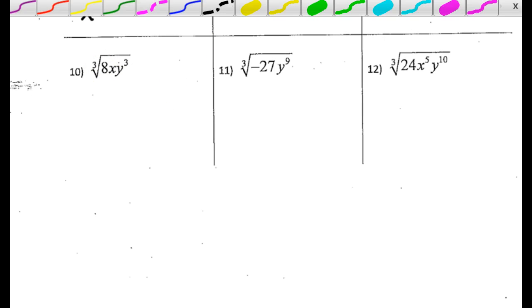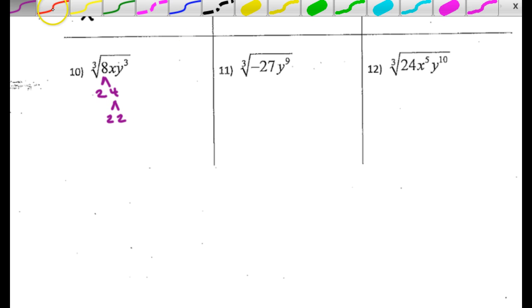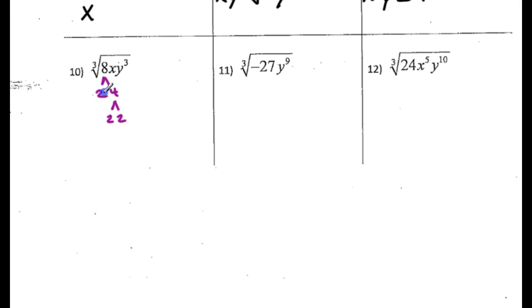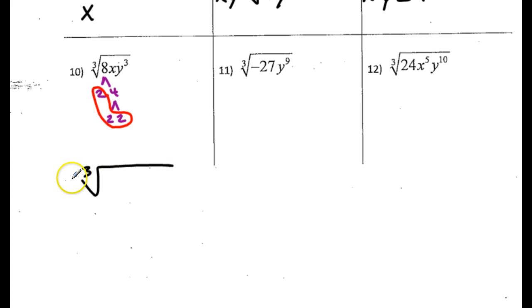So remember, just do one thing at a time. Let's take care of the number first. So I need to break 8 down. 8 is 2 times 4. 4 is 2 times 2. So let's think about this. How many groups of 3 do I have? I got one group of 3 of 2's. Okay? So let's start getting our answer set up. The 2 comes out. Nothing stays inside for the number, because 8 is a perfect cube. 2 times 2 times 2. So the number totally simplifies.